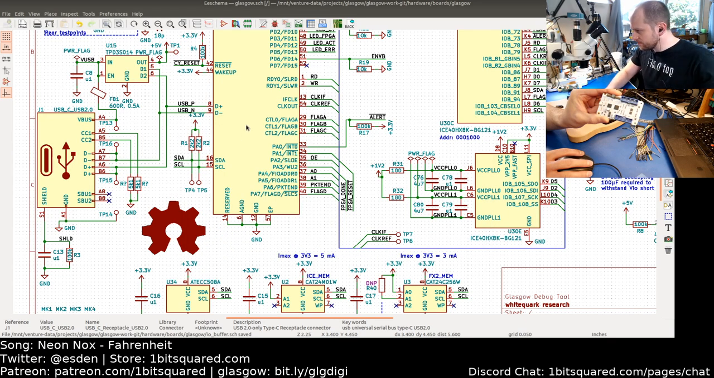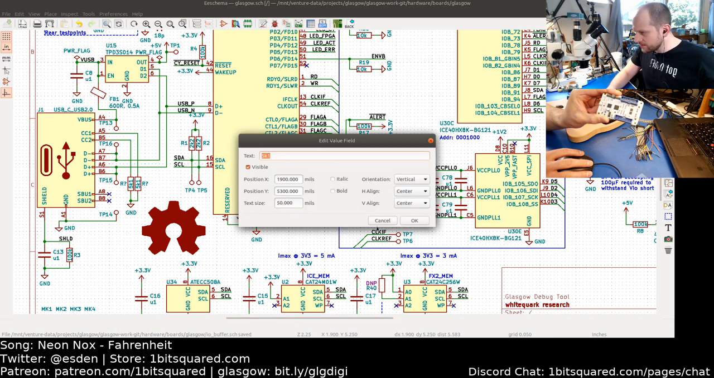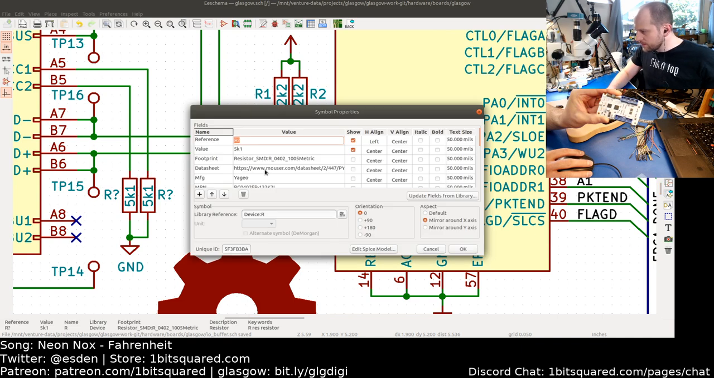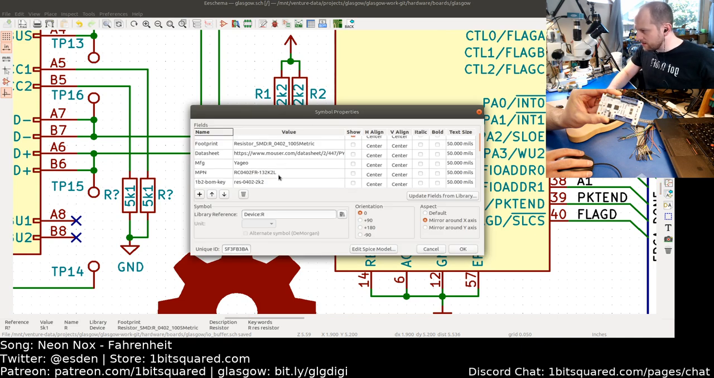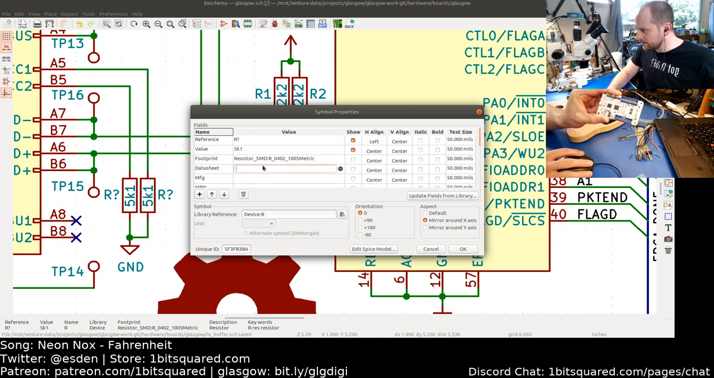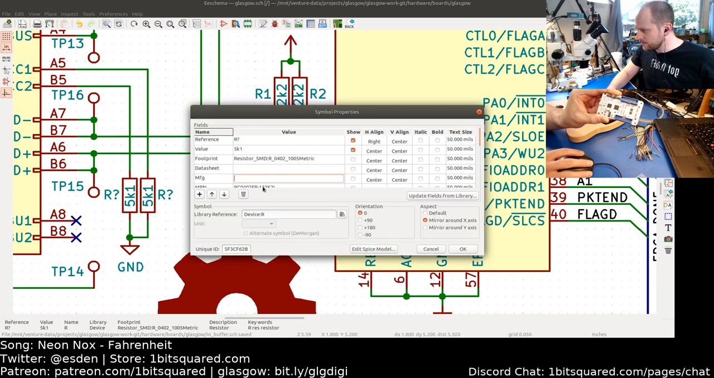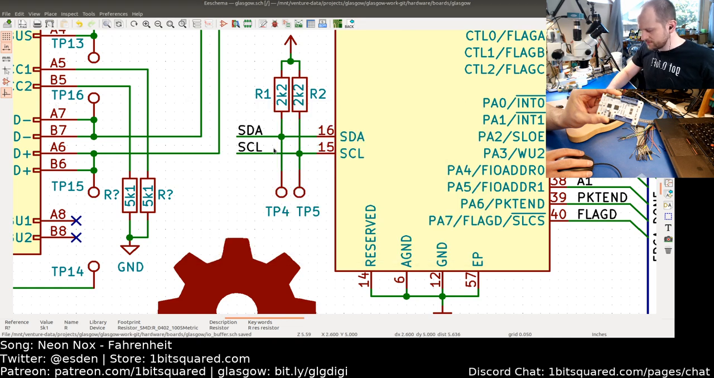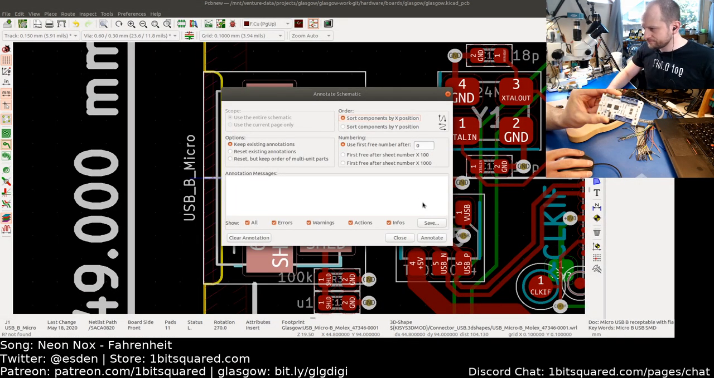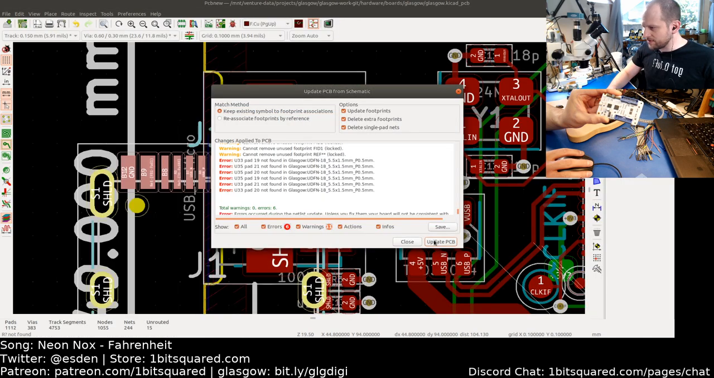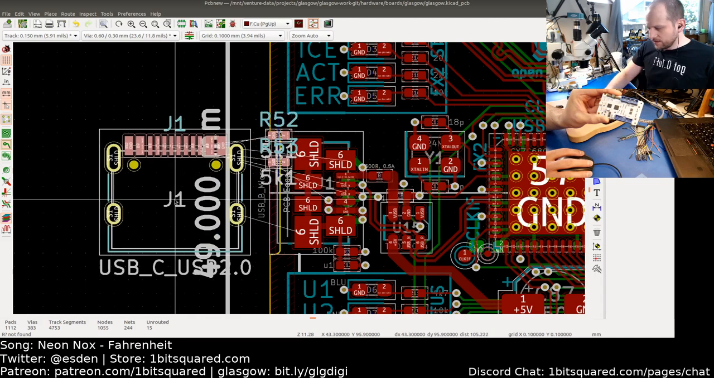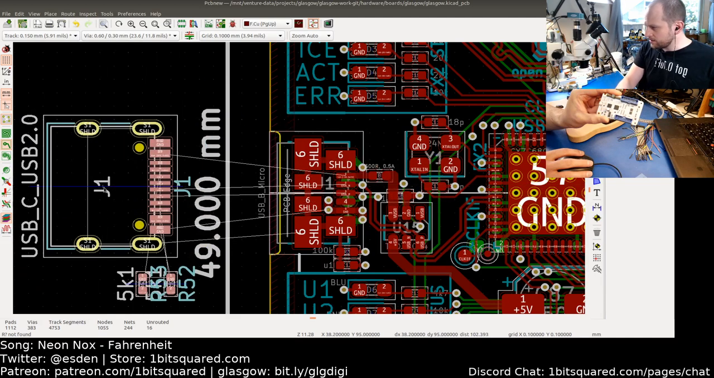Cool. And is this correct? Cancel. This is correct. Oh, I have to delete this. This is not correct anymore. We have to put a different value here. I'd rather not have a value in there than have a wrong one. So yeah. All right, so that's that. Now F8, annotate, update PCB, close. There we go. And we will have to delete this.